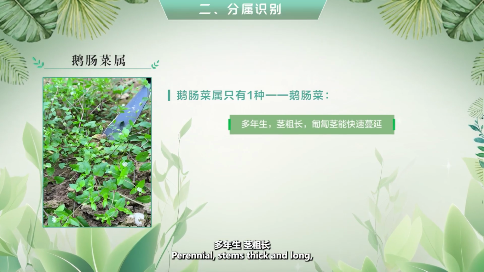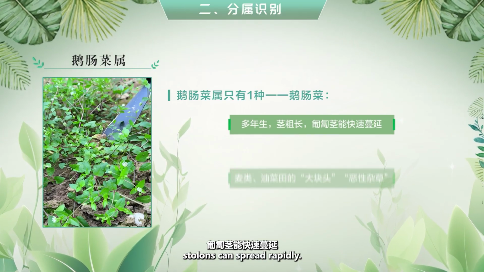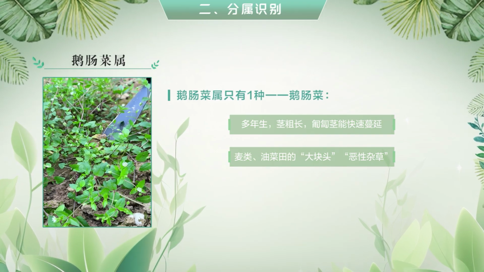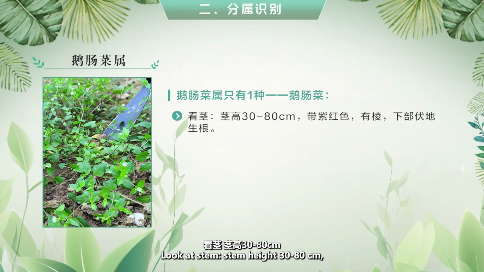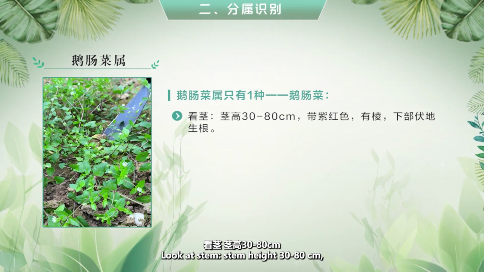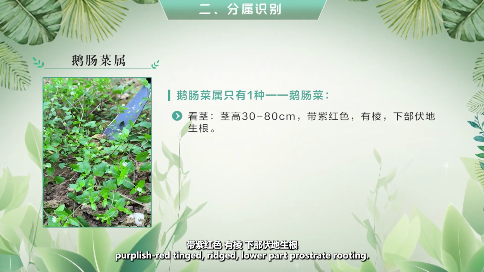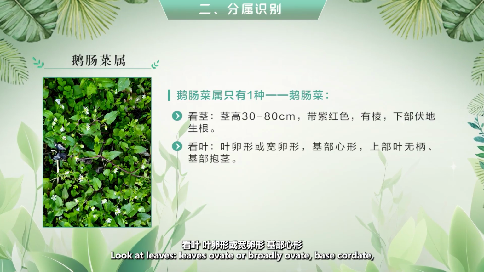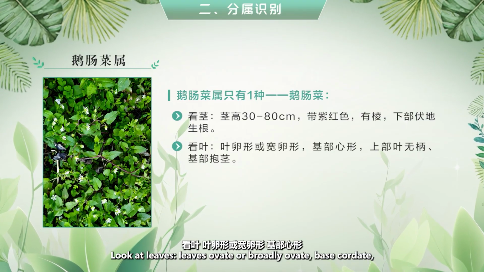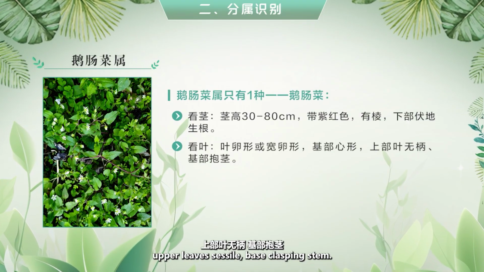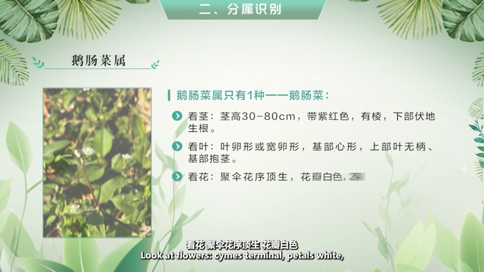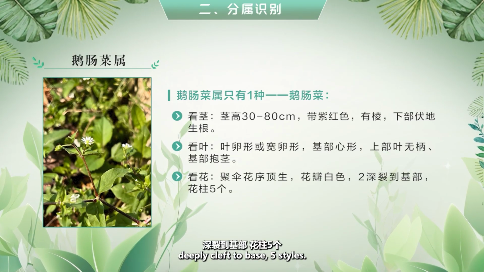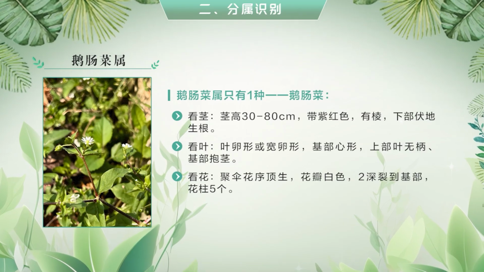Perennial stems thick and long, stolons can spread rapidly. Is a big noxious weed of wheat and rapeseed fields. Look at stem. Stem height 30 to 80 centimeters, purplish, red tinged, ridged, lower part prostrate rooting. Look at leaves. Leaves ovate or broadly ovate, base caudate, upper leaves sessile, base clasping stem. Look at flowers. Cymes, terminal, petals white, deeply cleft to base, 5 styles.